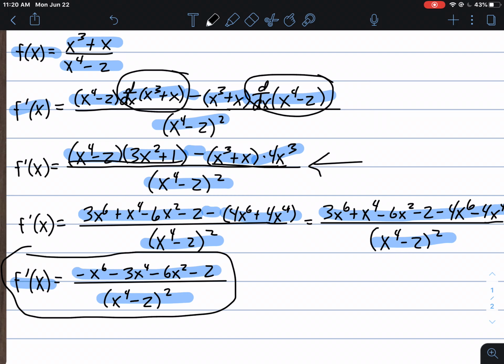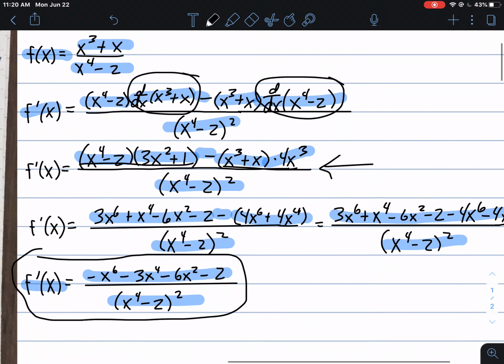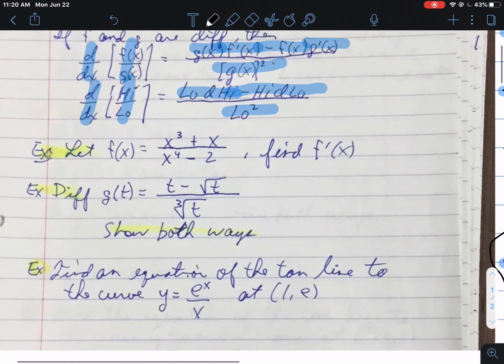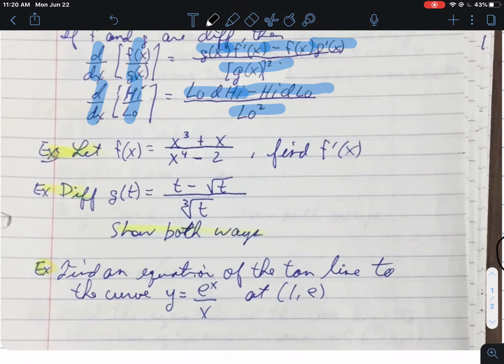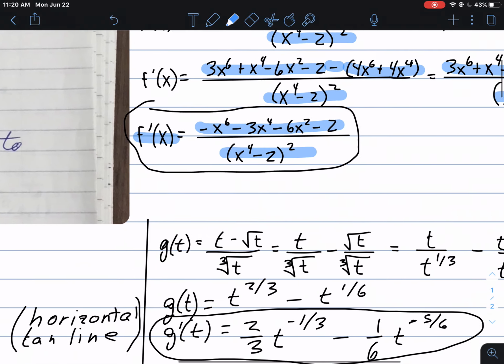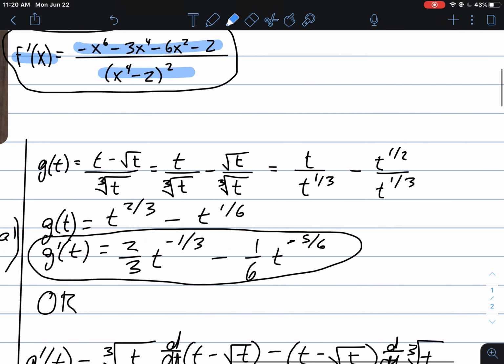Now, if you think that's ugly, let's look at the next one. And again, I'm going to do this one in two different ways. So I've got this function g of t equal to t minus the square root of t over the cube root of t. And again, notice I say there that I can do it two different ways.